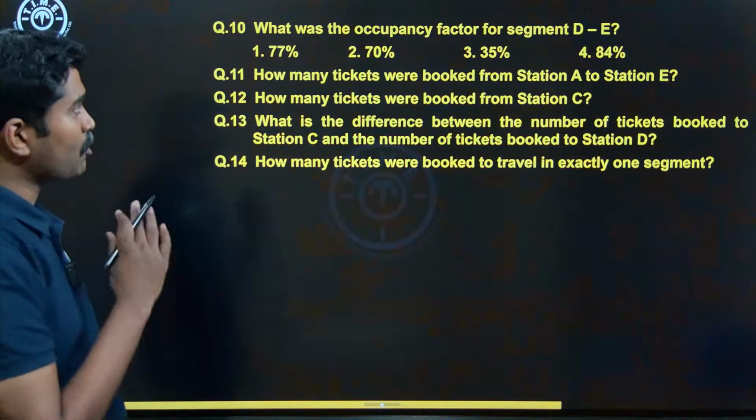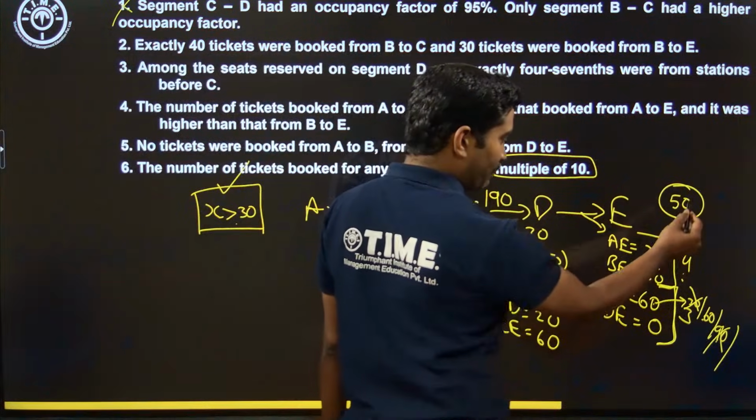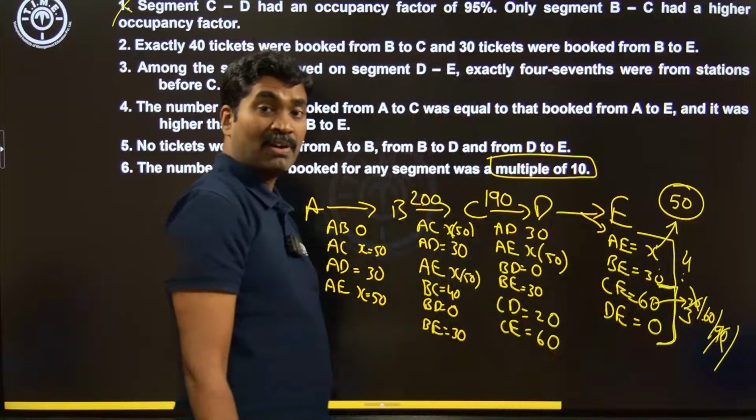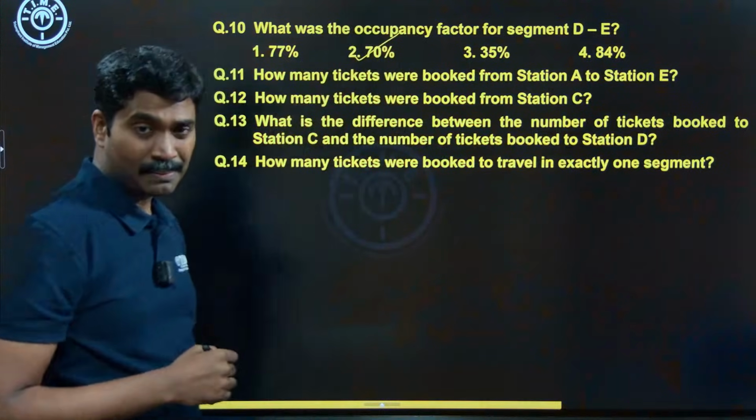First question, what was the occupancy factor for segment D to E? D to E, how many travel? 50, 80, 140. 140 out of 200. 140 by 200 should be 70%, right?